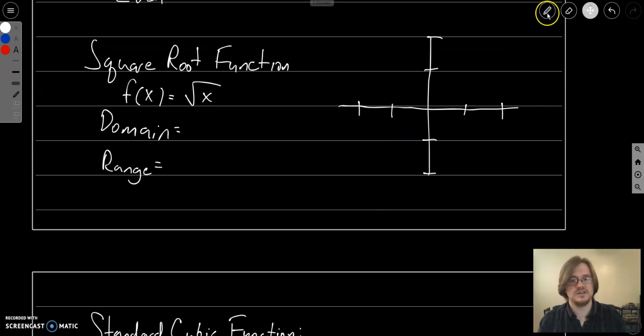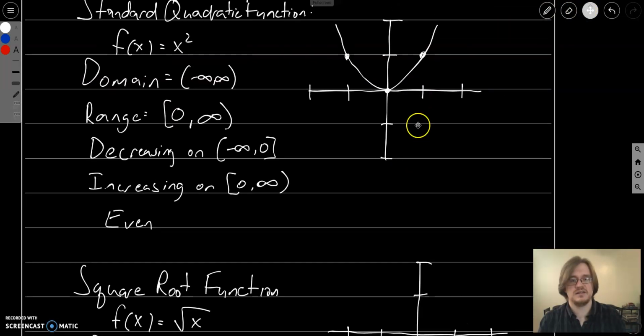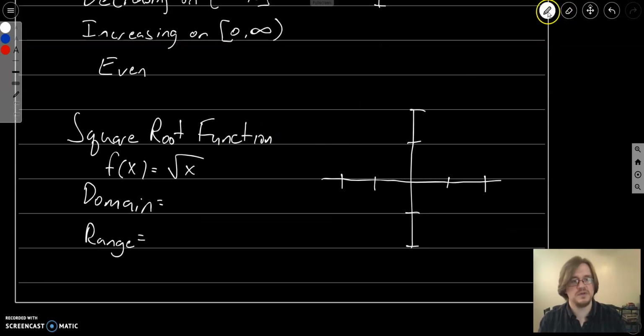The square root function looks a lot like the quadratic function, x squared, but we flip it over onto its side. So the square root of 0 is 0, the square root of 1 is 1, and it kind of looks like, let me draw this a little better, it kind of looks like a parabola, but only half of a parabola since the square root is always positive.